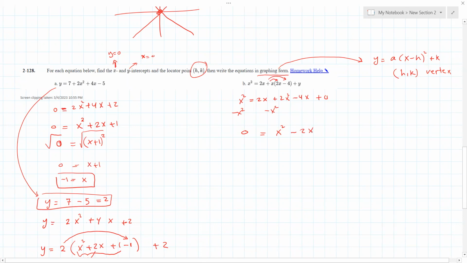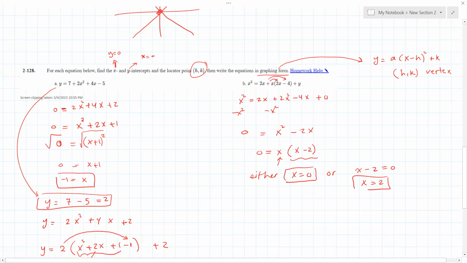And now I need to solve this quadratic equation. We might pull out x as a common factor. That's how we factor it here. And the product of these two guys, this guy and this guy, is 0. So either x is 0 or x minus 2 is 0. So x is equal to 2. So we have two x-intercepts in this case.